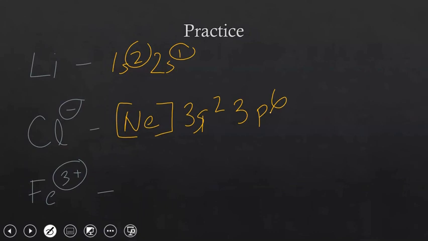Now for Fe3+, remember, we always want to remove electrons from the furthest subshell, the largest shell, which in our case would be the 4s subshell. So it would be argon 3d6 4s2, and we lose electrons from the 4s2 first. 4s2 minus 3 is not possible, there is no such thing as a 4s negative 1. So you would just lose 2 electrons from the 4s, and then you would lose 1 electron from the 3d, which leaves you with 3d5.